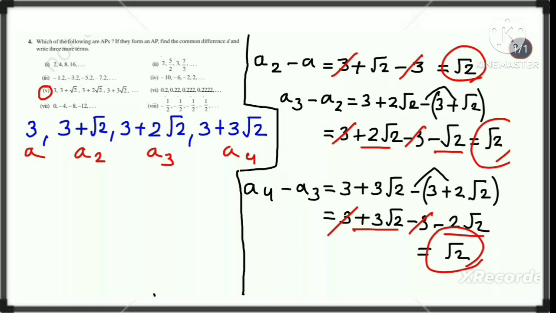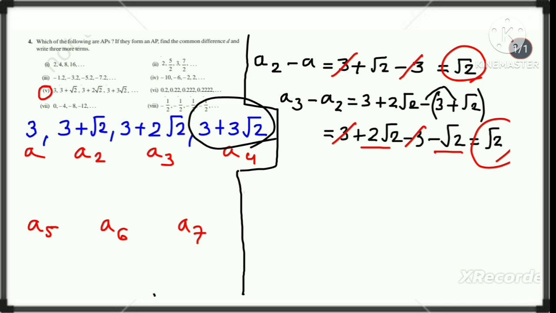Now again we need to find its 3 more terms, that is the 5th term, 6th and 7th term. For that, we simply add the common difference to consecutive terms, right? So firstly let's add the common difference to the 4th term. Okay, let's solve over here.